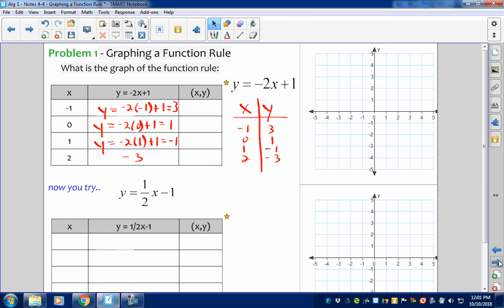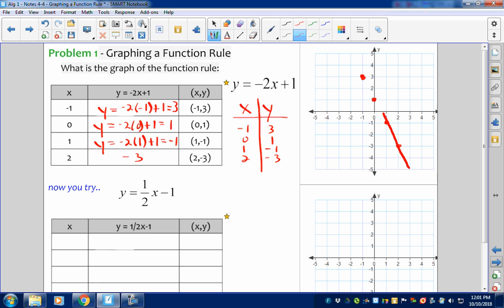So the coordinates in this case would be this list right here, negative 1, 3. And we plot negative 1, 3. 0, 1 is the next coordinate. We plot that point. 0, 1's right here. And then 1, negative 1 is here. And then 2, negative 3 is here.